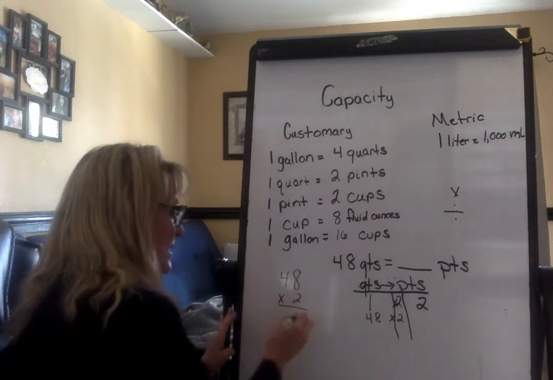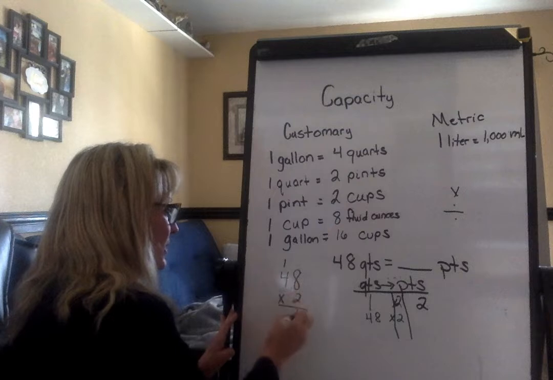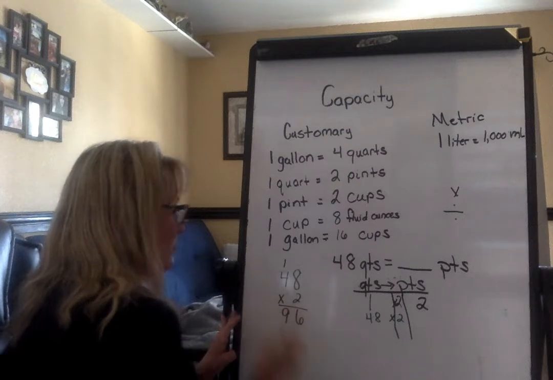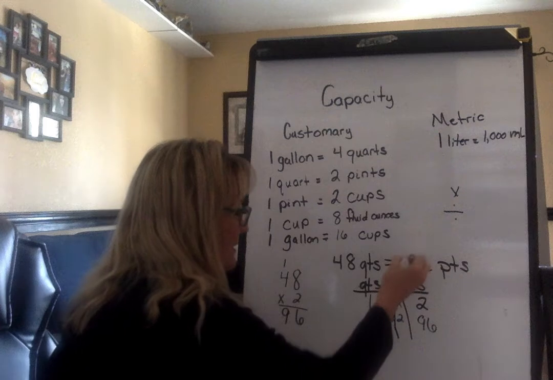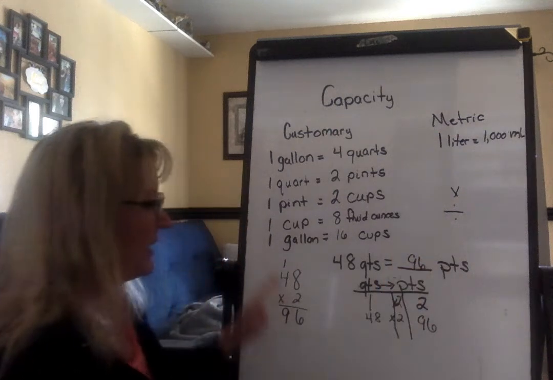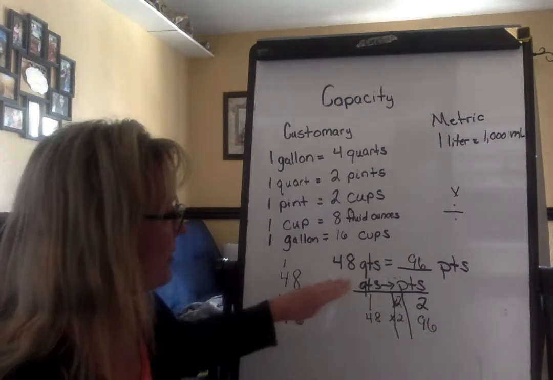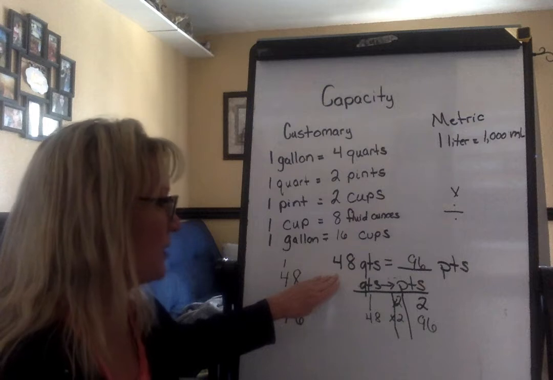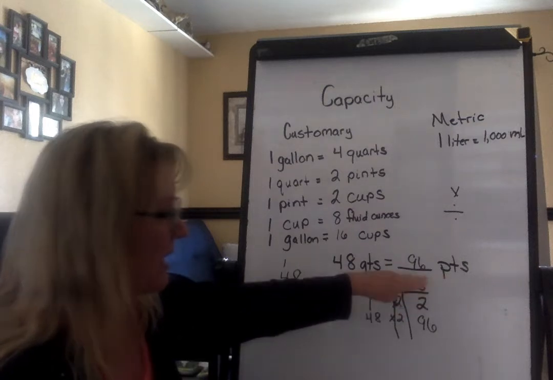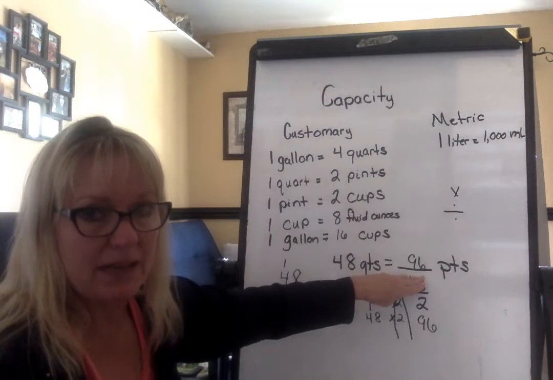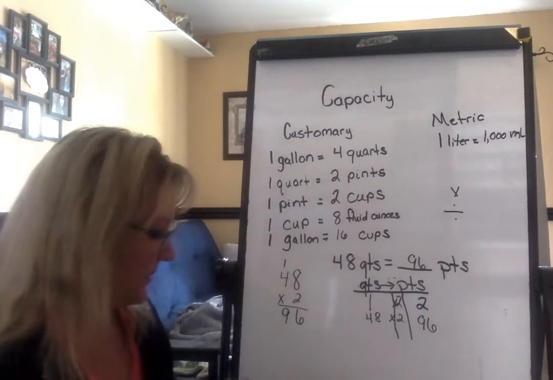Okay. 8 times 2 is 16, and we'll regroup. 4 times 2 is 8, and 1 more is 9. That is 96 pints. There's my answer. Very easy steps. Now I know that, oh, if I made up 48 quarts of punch and I wanted to put them into pint containers, I would get 96 pints. I would need 96 pint containers to fill it up.